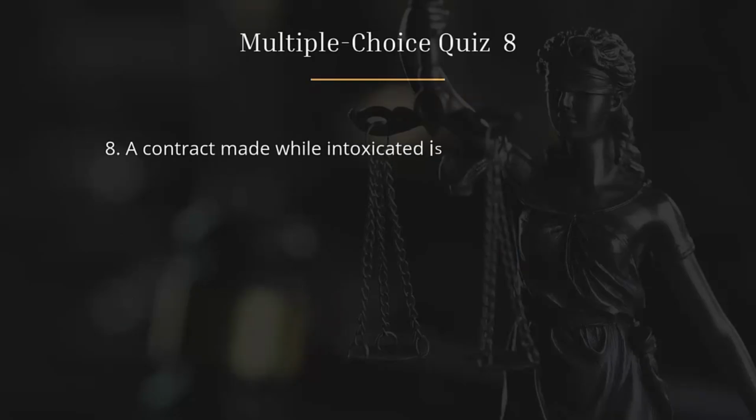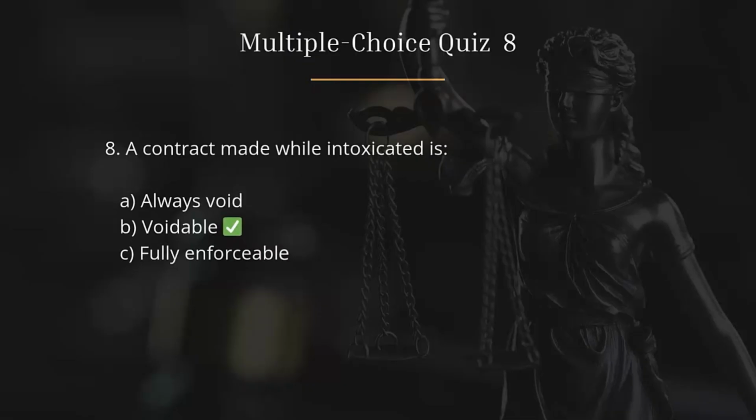Multiple choice quiz 8. A contract made while intoxicated is A. Always void. B. Voidable. C. Fully enforceable. D. Enforceable only with witnesses.